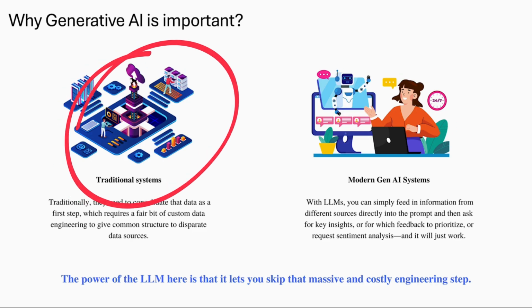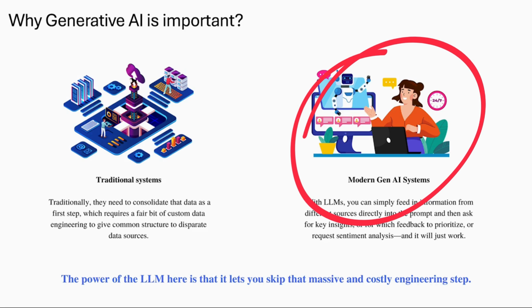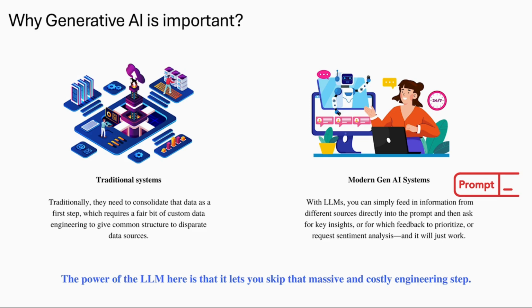Whereas let's look at the modern Gen AI systems with the introduction of LLMs and other Gen AI architectures. How would it be if I can just feed in information in the form of a prompt and then ask the generative AI to generate key insights? It can be a feedback or also provide sentiment analysis. It'll just work. The generative AI is capable of doing that. So the power of LLM here is to skip that massive costly engineering step. So that's one perspective we could think about why generative AI is very important in the modern era.